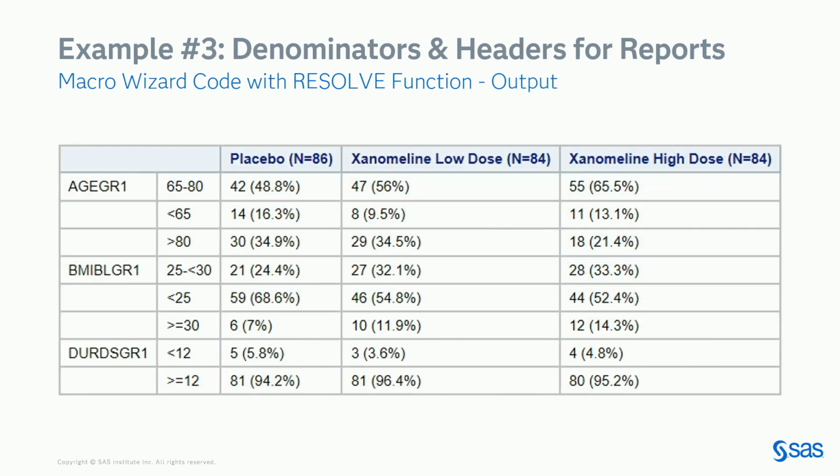So we get the exact same report that we had previously, but the beauty of this is now as the data is changing, as we are getting more data cuts, the counts are going to change. If we get a new dosing level, it'll automatically be put onto the report without us having to change the report.